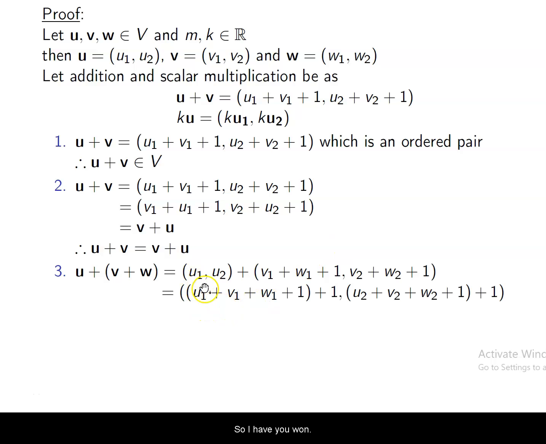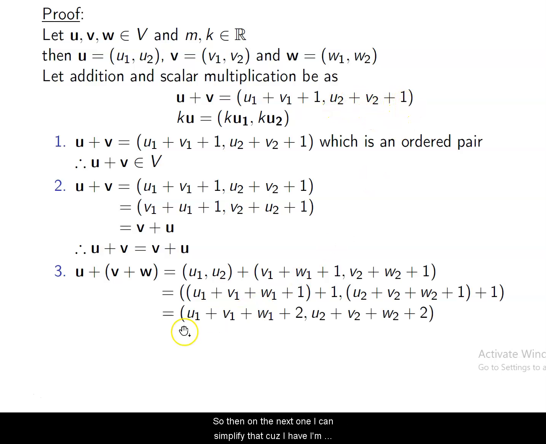So I have u1 plus the first element plus 1 more. So this whole thing here is the first element of my result, right? Same thing, second component with the second component. So u2 plus v2 plus w2 plus 1 more, right? First component plus second component plus 1. Then on the next one, I can simplify that because I'm basically just adding all the 1 parts together. 1 plus 1 will be 2. All the second components together, 1 plus 1 will give me 2.